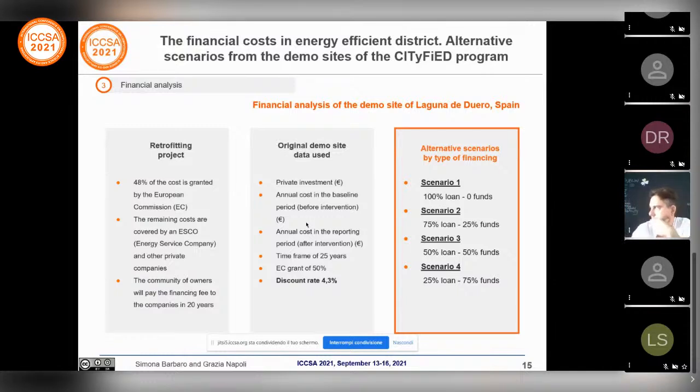And in addition, a discount rate of 4.3% was used for the evaluation of economic viability as the limiting rate. Also, in this case, the 2 economic indicators were then recalculated considering the 4 alternative scenarios of the type of financing, based on the percent of loan and funds available.